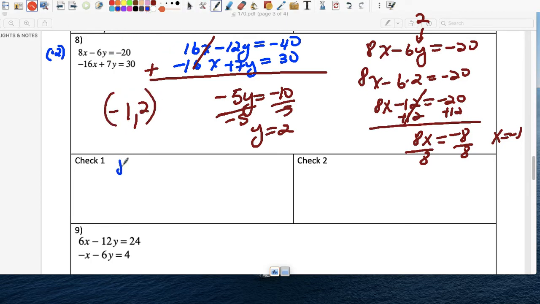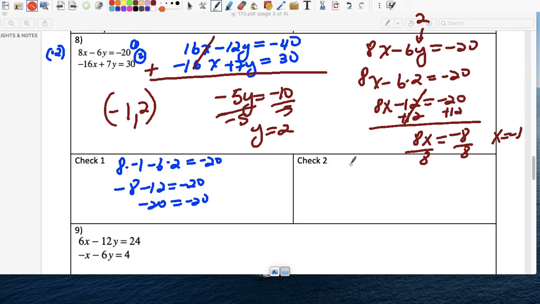Well, check. So we're going to check on equation 1. Wherever we see the x, we replace it with negative 1. Wherever we see y, we replace it with 2. So this is equation 1 and this is equation 2. So 8 times negative 1 minus 6 times 2 equals negative 20. 8 times negative 1 is negative 8. Negative 6 times 2 is negative 12. And that definitely gives you negative 20.